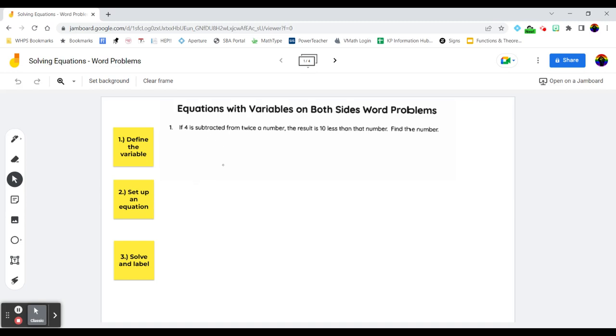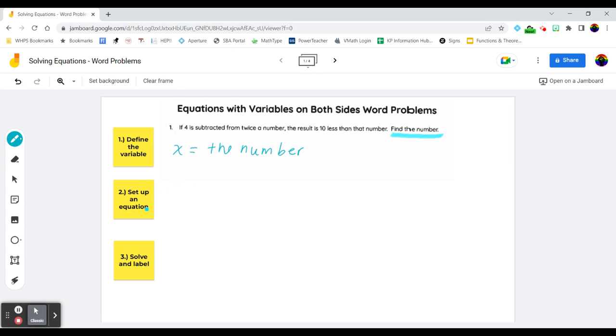Okay, so let's go over how to solve equations that have variables on both sides involving word problems. Along the side, you can see the steps we're supposed to take whenever we are solving equations with word problems. We first need to define the variable. I always like to skip to the question because that tells me what my variable is going to be. So my variable is going to be the number that we're looking for.